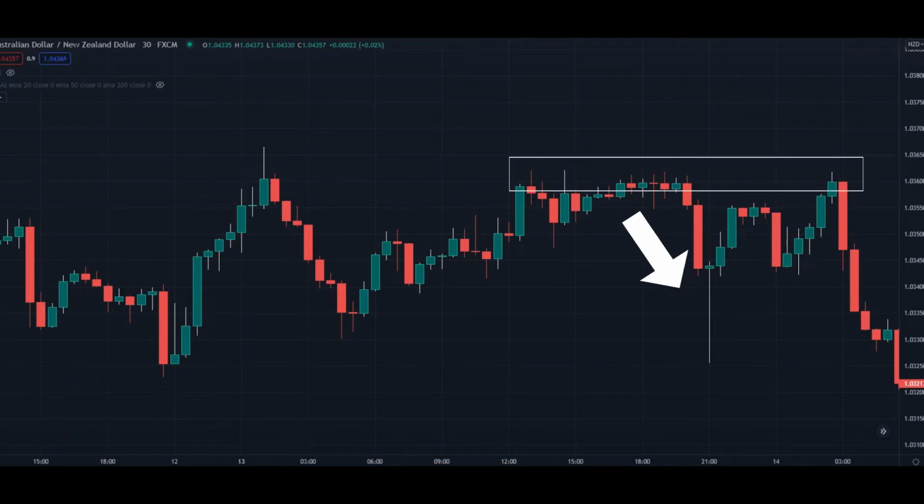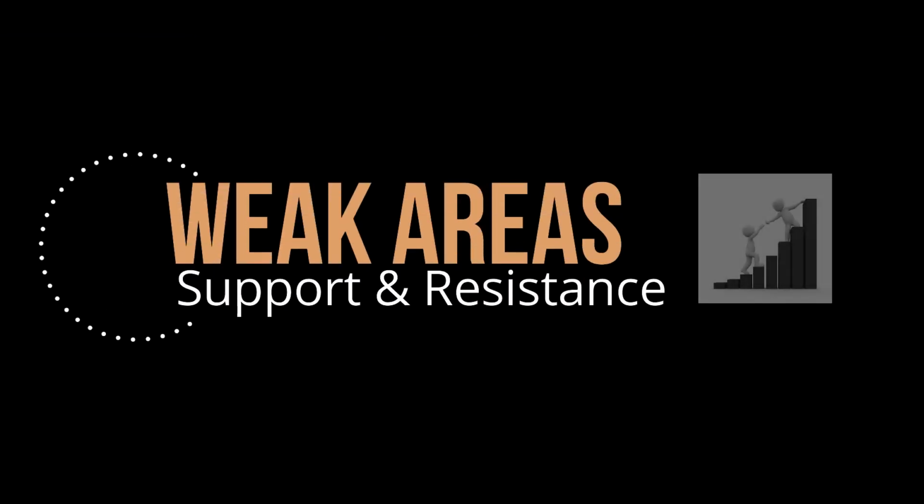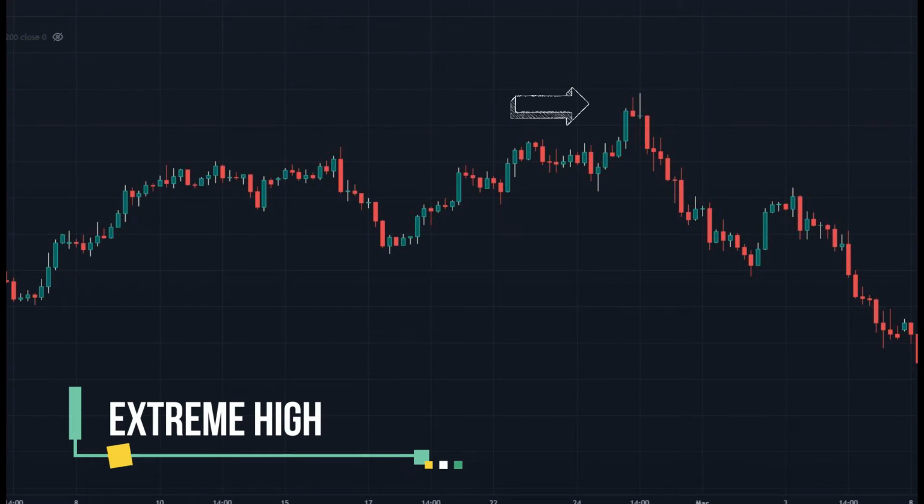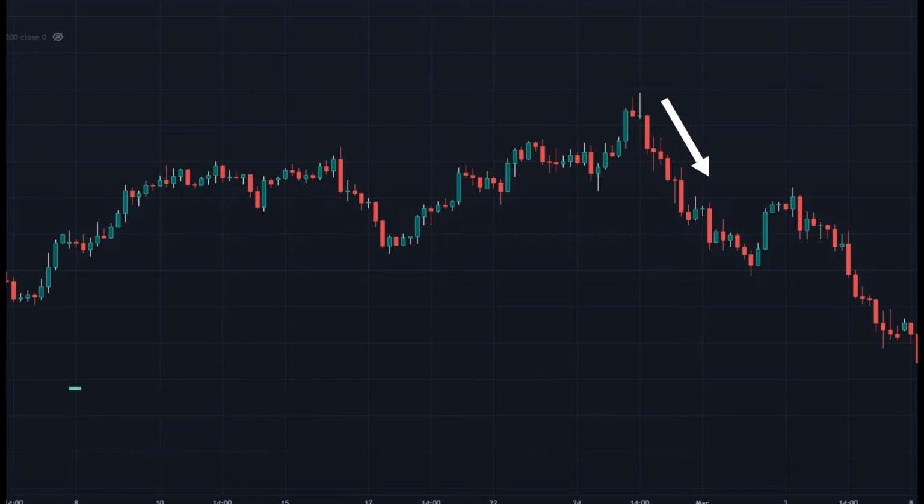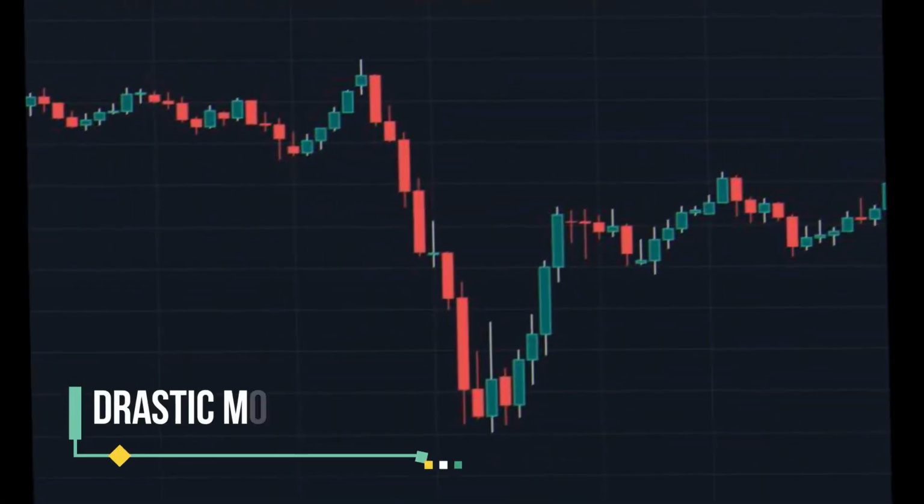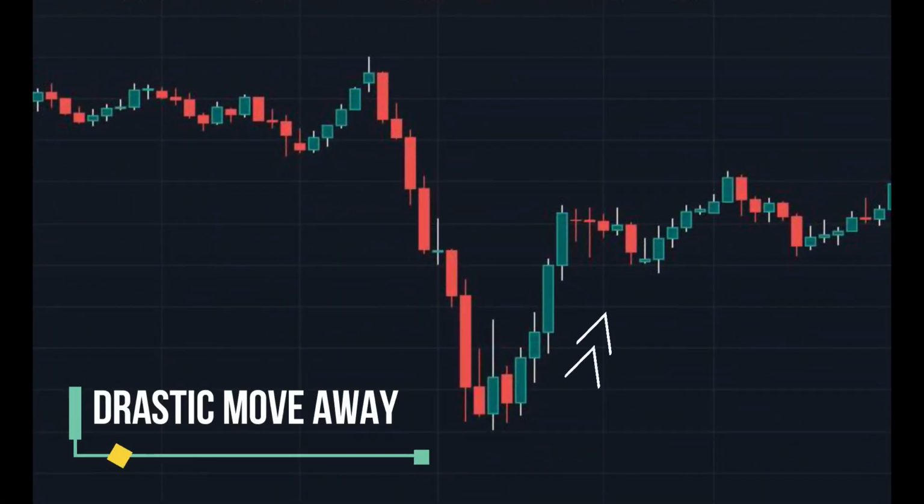Now let's discuss the weak support and resistance areas. They are usually formed because of certain news or unexpected economic events. The first weak area is extreme high. The second weak area is drastic move away. Remember, we can increase the chance of winning by avoiding wrong entries.